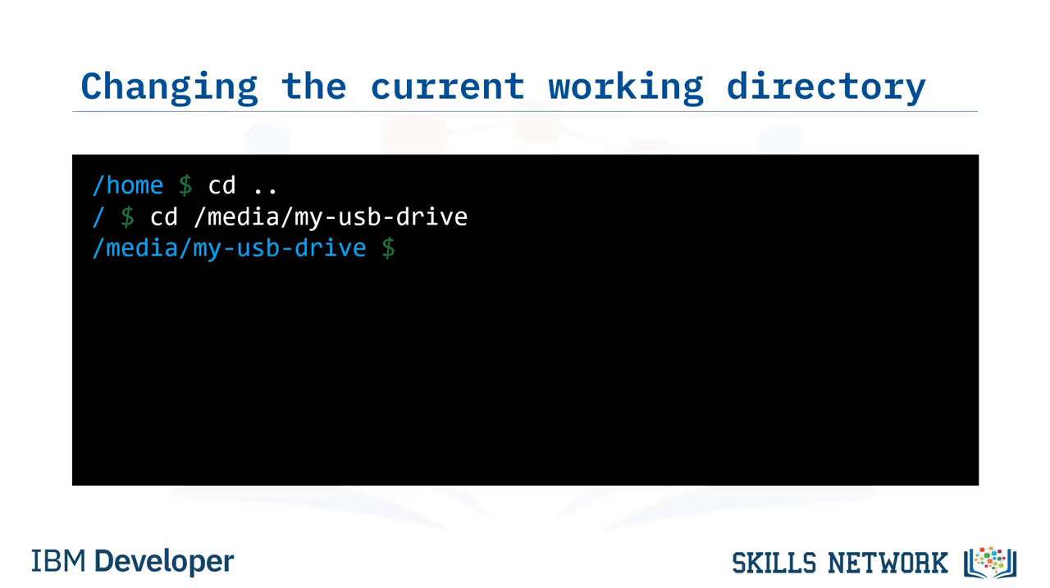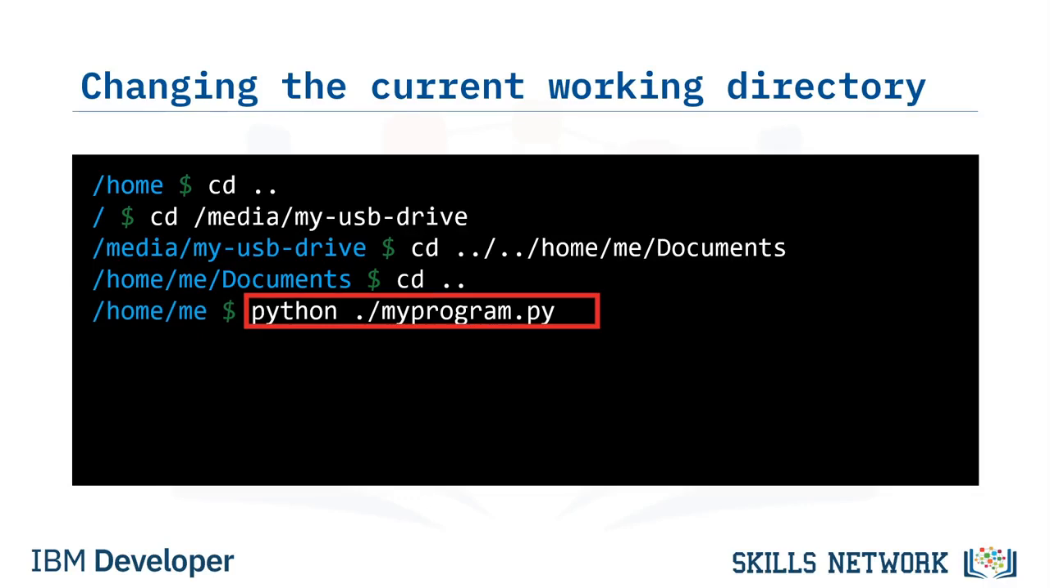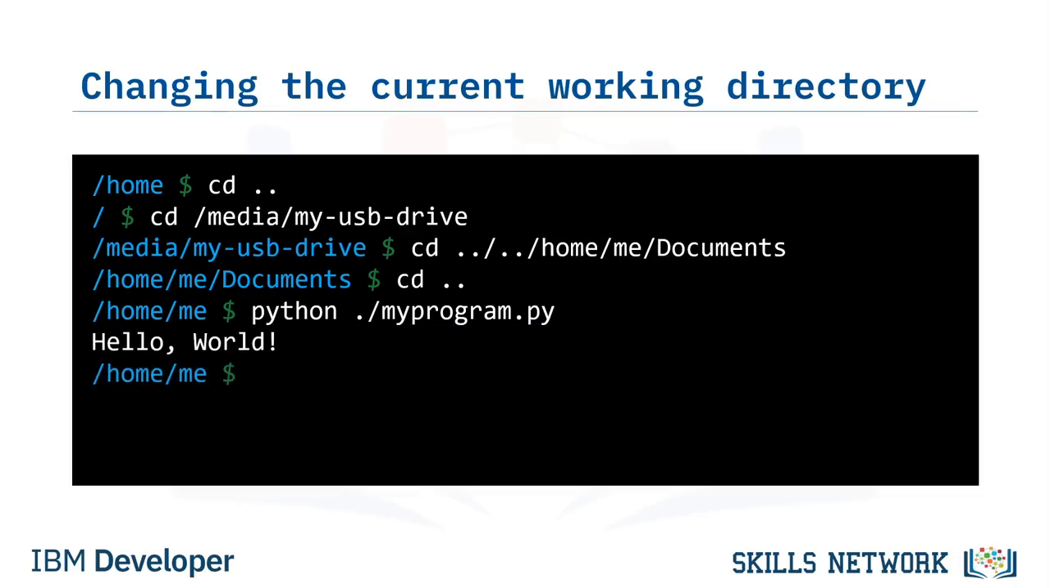You can also navigate up and down the tree in one command. To navigate up to the media directory, then up to the root, enter cd .. And then to navigate down to the documents directory in the me directory in the home directory, enter /home/me/documents. Press enter to submit the command and move to the documents folder. Let's move up to the /home/me directory. Start the Python application and run a program in the /home/me directory called myprogram.py. This program returns a message to the terminal window.